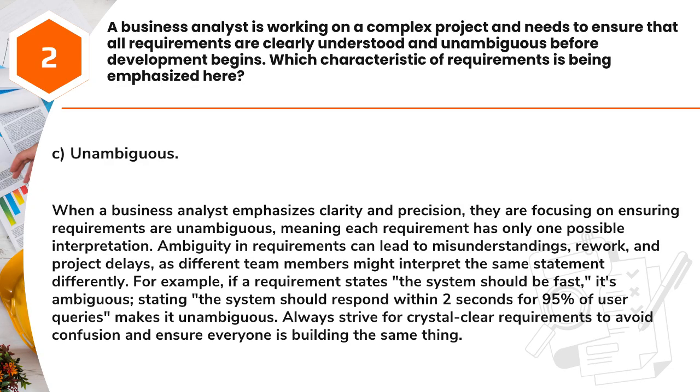Answer: C. Unambiguous. When a business analyst emphasizes clarity and precision, they are focusing on ensuring requirements are unambiguous, meaning each requirement has only one possible interpretation. Ambiguity in requirements can lead to misunderstandings, rework, and project delays, as different team members might interpret the same statement differently. For example, if a requirement states, "the system should be fast," it's ambiguous.